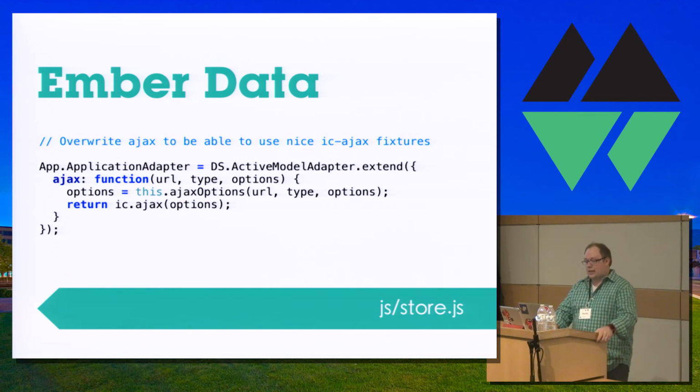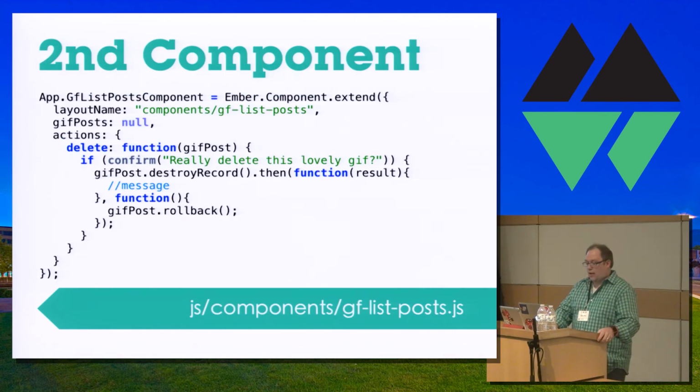I like to wire in ic-ajax to Ember Data. Amazingly, fixtures will just continue to work as they did before. And with the Ember Data refactor in place, tests are green, we can move on. All right, this is pretty much it. It just handles a delete function that gets rid of that record. So we're actually dealing with the data now instead of pushing stuff in and out of the DOM.